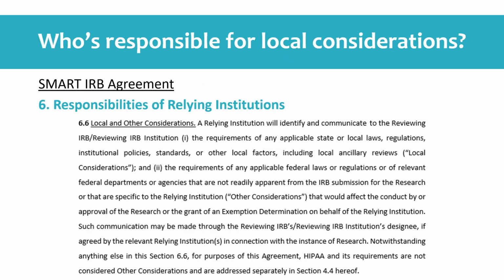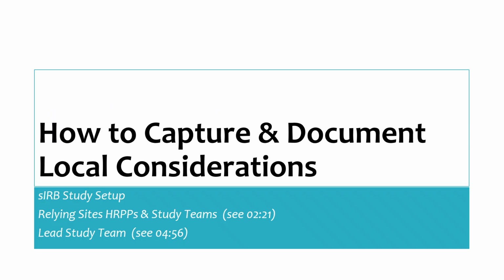The SMART IRB agreement defines local considerations in Section 6.6 of the Reciprocal Agreement and states that it is the relying institution's responsibility to communicate this information to the reviewing IRB for each study. Now, let's see how SIRBs, relying site HRPPs, and lead study teams capture and document local considerations in IREx.